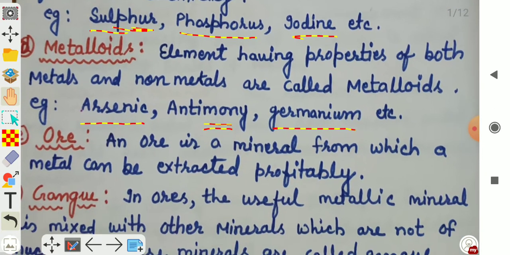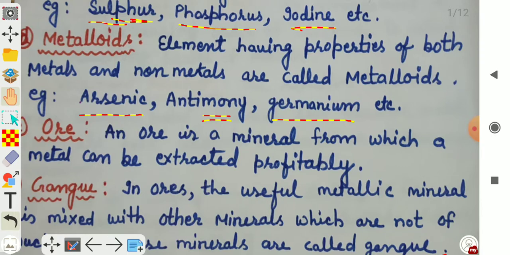Metalloids, what do you mean by metalloids? Elements having properties of both metals and non-metals are called metalloids. Means the elements having some properties of metals and some properties of non-metals are called metalloids. Example: arsenic, antimony and germanium.